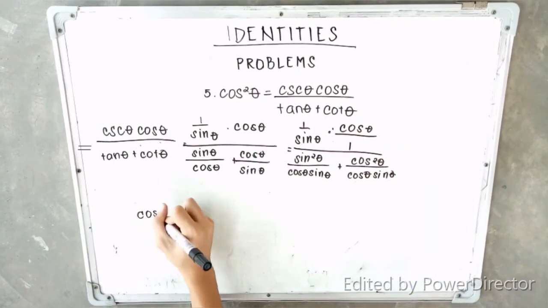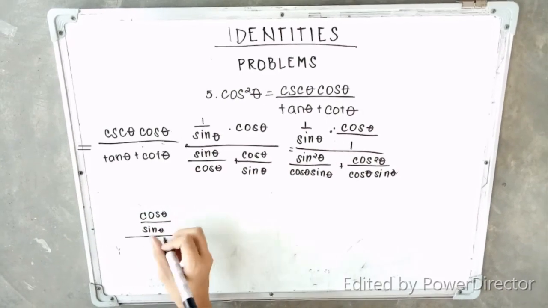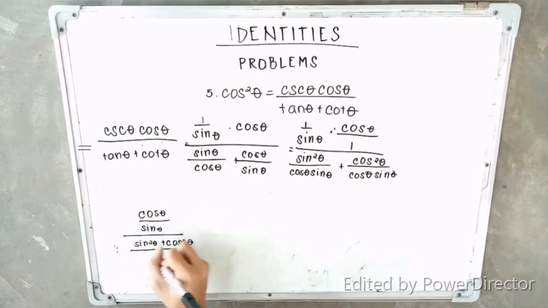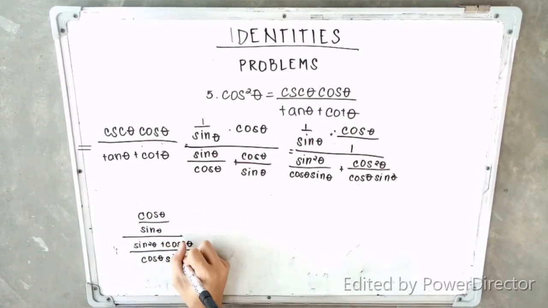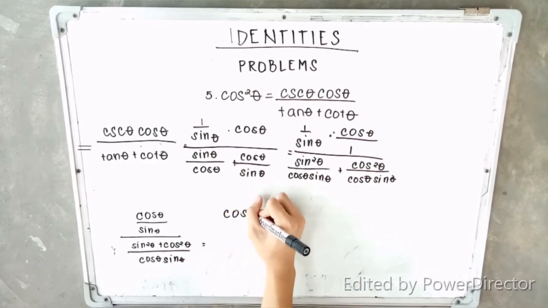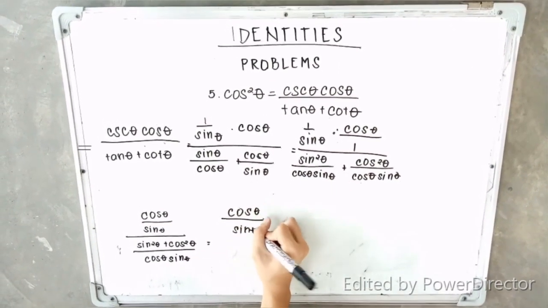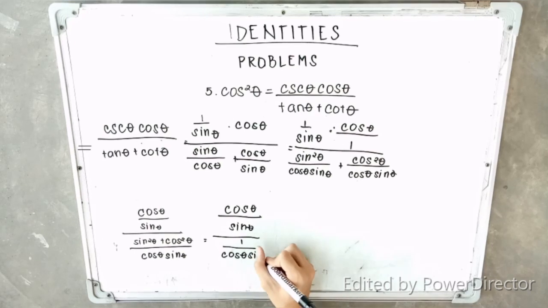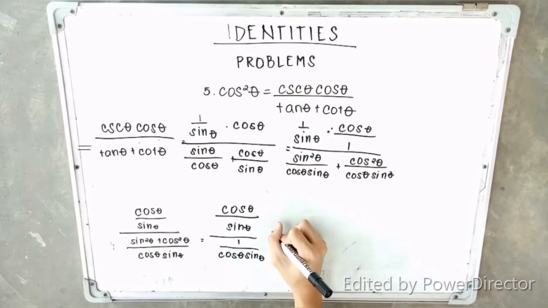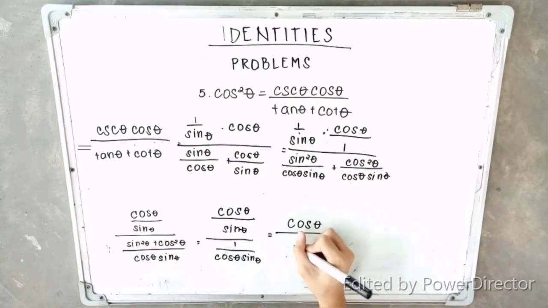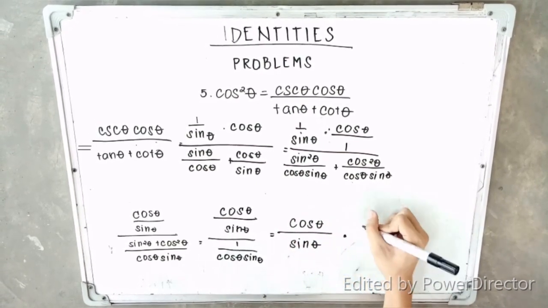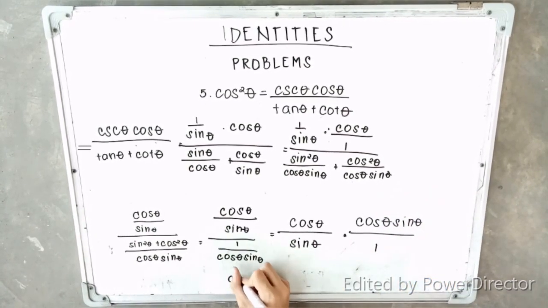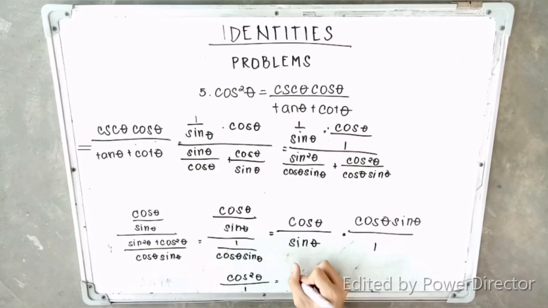Simplify it to have cosine theta over sine theta divided by sine squared theta plus cosine squared theta over cosine theta sine theta. Turn sine squared theta plus cosine squared theta into 1 using the Pythagorean identity, then have cosine theta over sine theta divided by 1 over cosine theta sine theta. Multiply cosine theta over sine theta to the reciprocal, which is cosine theta sine theta over 1, to have a product of cosine squared theta over 1, or cosine squared theta.